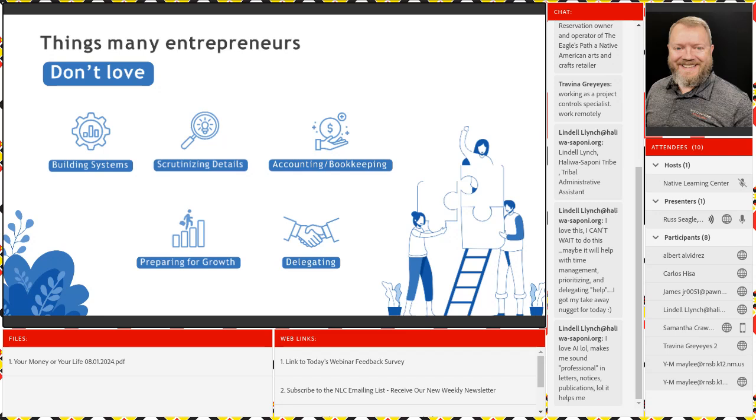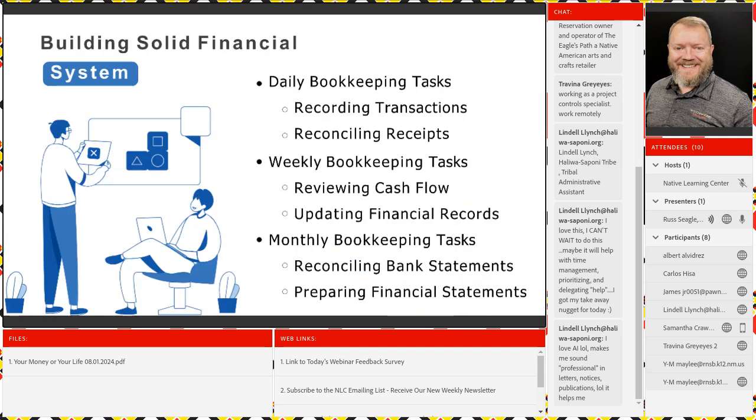One is, it kind of crosses the boundaries between accounting and bookkeeping, preparing for growth, scrutinizing details, and building systems. And that is in our financial systems. To help ease some of the pressure on us, we need to find ways to build solid financial systems, which means we need to break down what are those daily tasks that we have to do, what are the weekly tasks that have to get done, and what are the monthly tasks that have to get done.